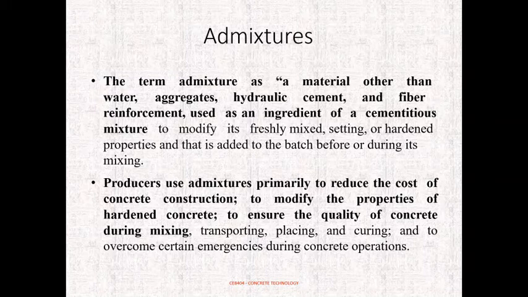Usually, concrete consists of cement, fine aggregate, coarse aggregate, and water. The few other substances added to the concrete to modify its properties are called admixtures. Why do we use admixtures? Usually, admixtures are used to reduce the cost of the concrete, to modify the fresh and hardened properties of concrete, and it also ensures the quality of the concrete during mixing, transporting, placing and curing, and also it overcomes certain emergencies during the concrete operations.